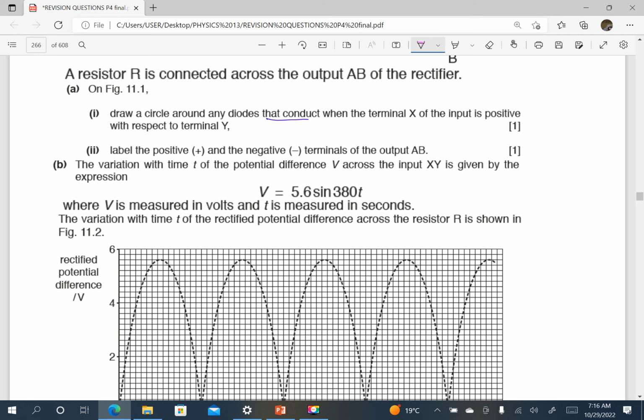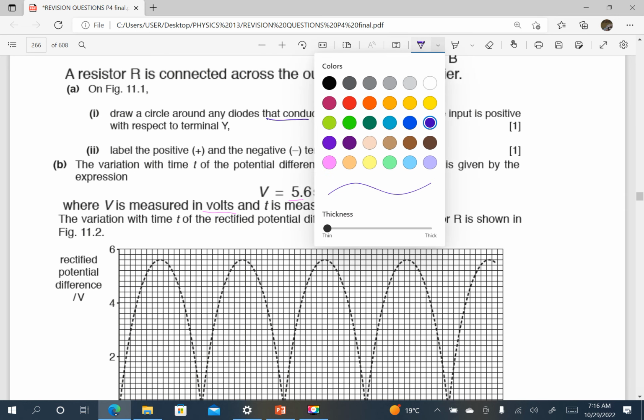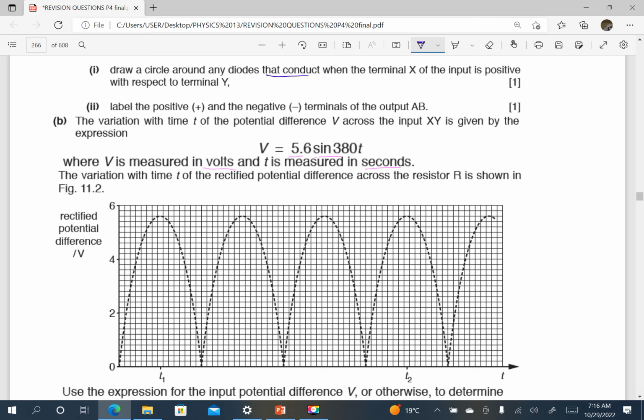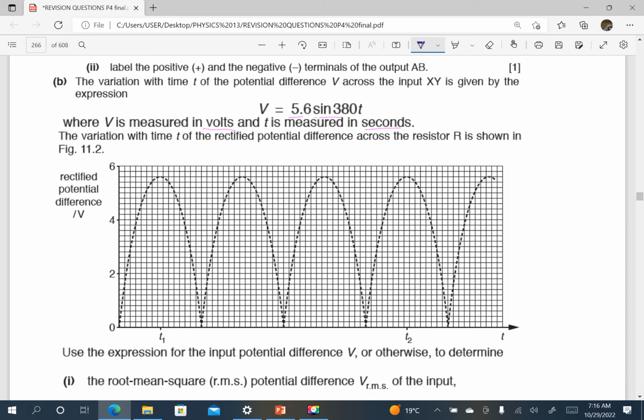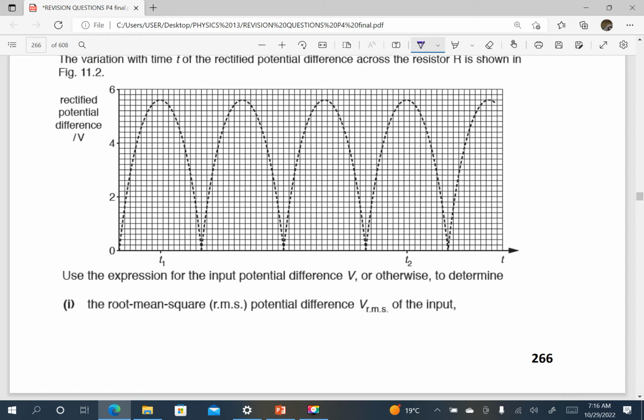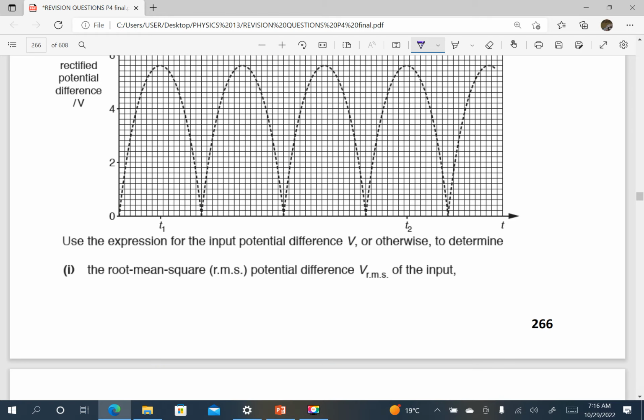Then the variation with time t of the potential difference V across the input XY is given by the expression V is equal to 5.6 sine 380t. V is measured in volts and t is measured in seconds. Those are SI units. The variation with time t of the rectified potential difference across the resistor R is shown here. Use the expression for the input potential difference or otherwise to determine the root mean. When they say or otherwise, it means you can use any different approach that you think is necessary.